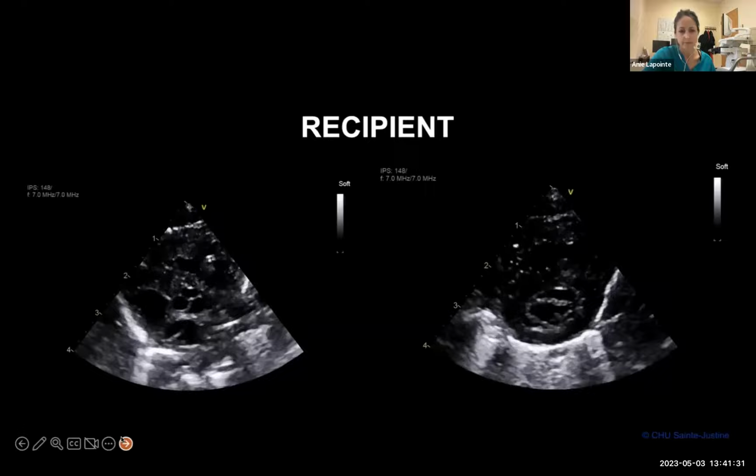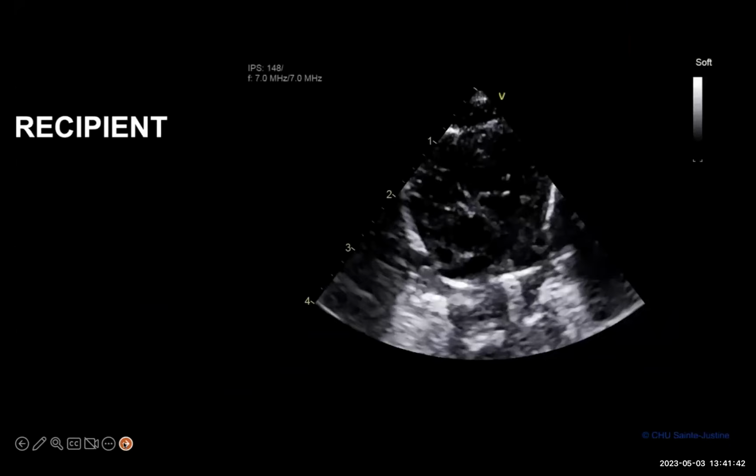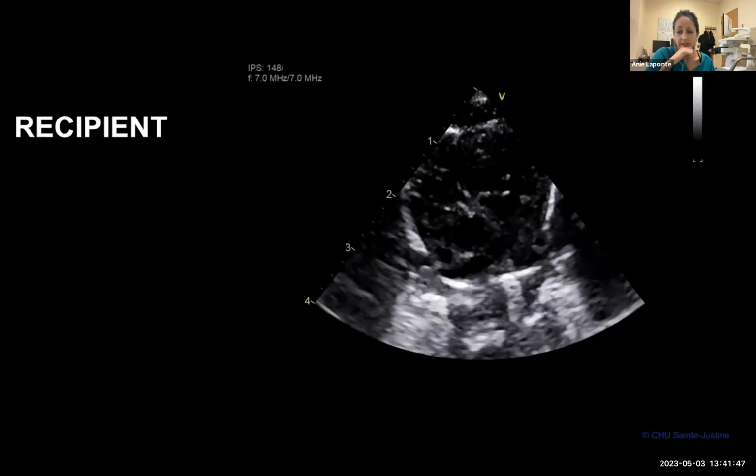I think, at least from this view, it looks like there's probably biventricular dysfunction with biventricular hypertrophy. Yes. So we will see from the subcostal view that both ventricles were hypertrophic. I'll show you after this one.